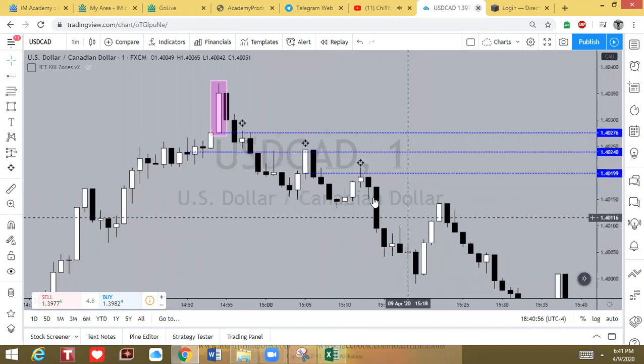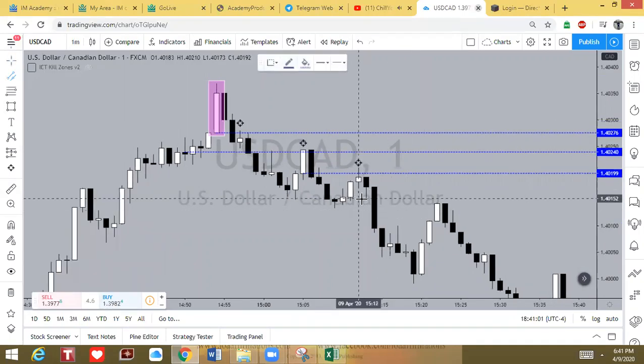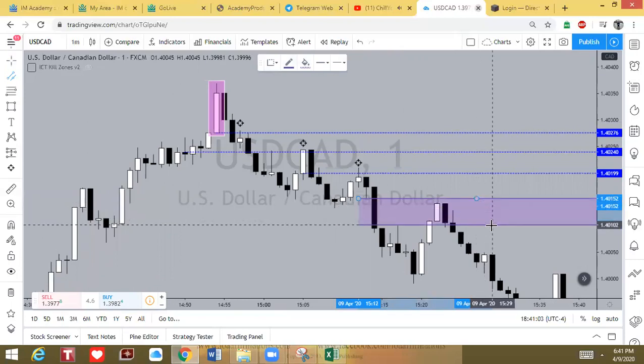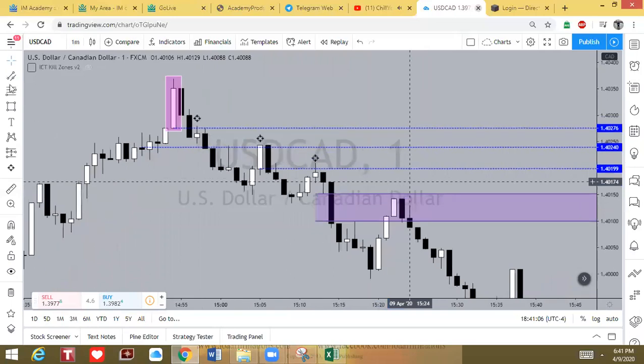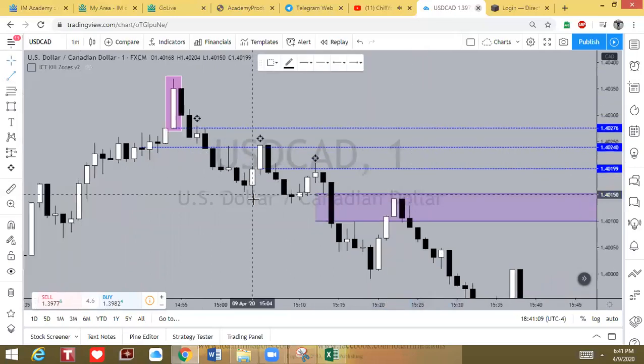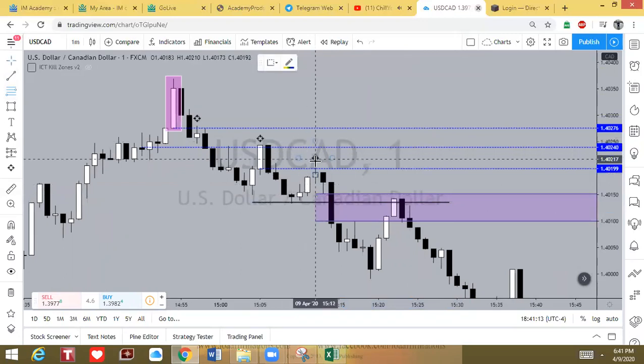Imbalance. When you know that the trend is down, you can play this. Imbalance. Play the imbalance. Play the structure. Play the retracement.